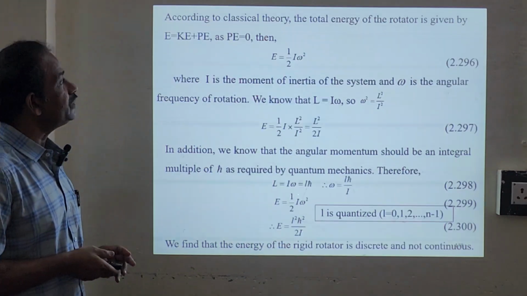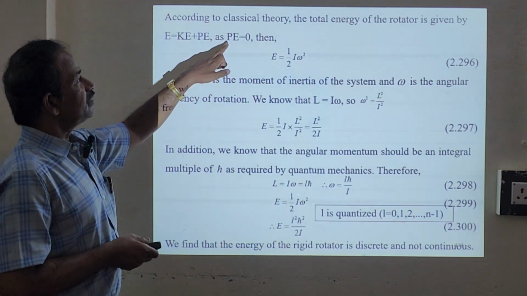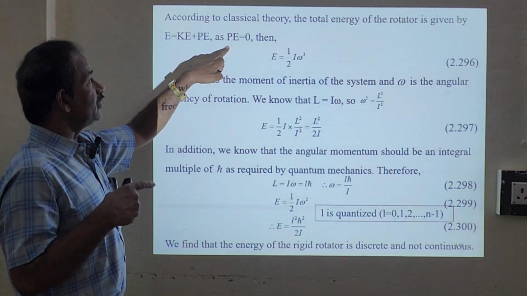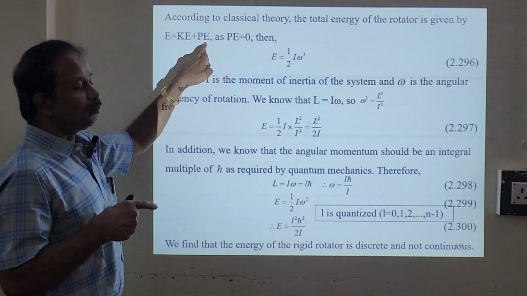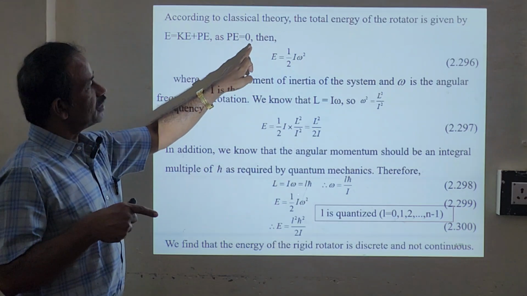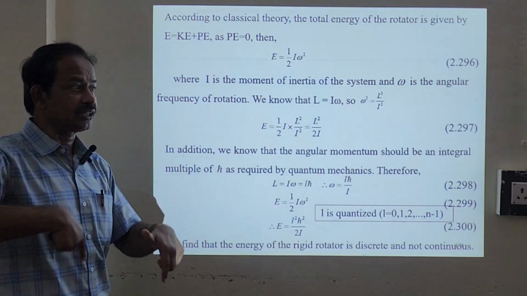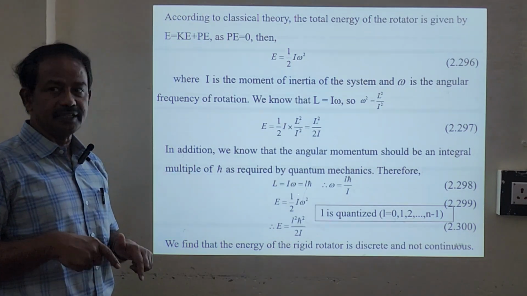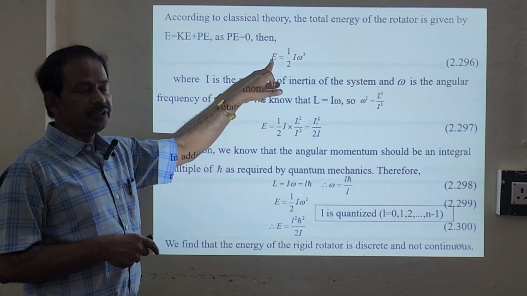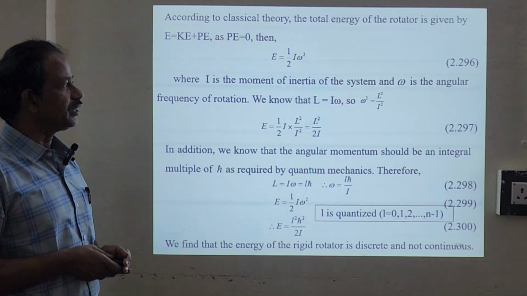So we know already. Now, as we said, total energy is kinetic energy plus potential energy. Potential energy is equal to 0, so your kinetic energy only will be half I omega square, because this is a rotation. It's not linear, it's a rotational kinetic energy. So E equals half I omega square.